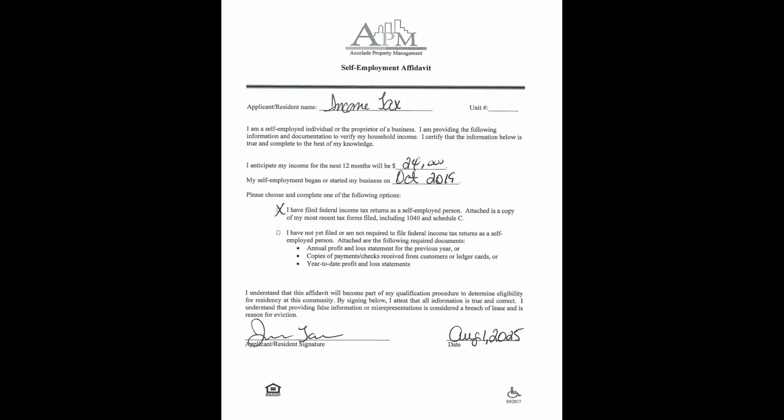In this example, the household is telling us that they anticipate their income to be $24,000 in the next 12 months. They became self-employed in October of 2019, and they have filed their taxes as self-employed. From the 1040, we need to look at lines 1A through 1C to see if there's any working income reported on a W-2.